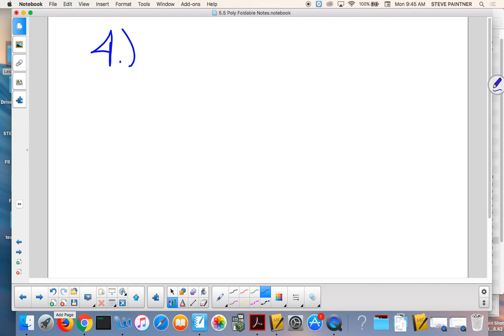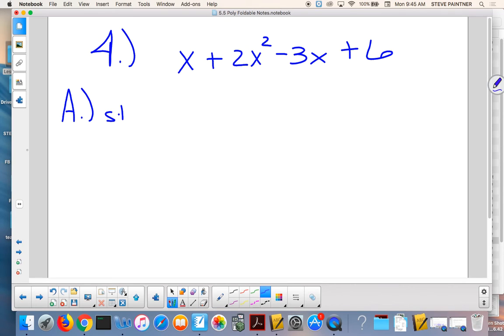Okay. Number 4 looks like this. X plus 2x squared is 3x plus 6, okay? All right, first thing we have to do, part A, is what? Find my terms. Standard form, yep. In standard form, what comes first? Highest power of x. It's got to be this one, right?